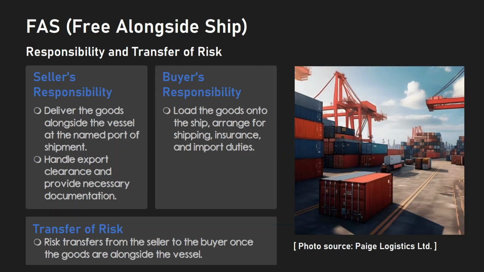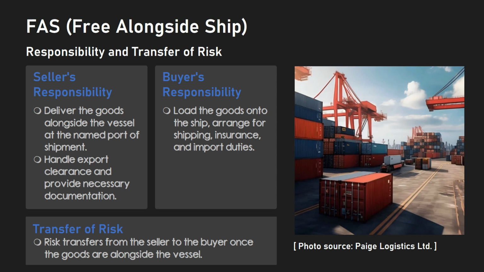Now let's take a closer look at each condition starting from FAS. FAS, free alongside ship, is an Incoterm in Incoterms 2020, which is used specifically for maritime transport. Under the FAS, free alongside ship term, the seller is responsible for delivering the goods to the specified port and placing them alongside the vessel. The seller must also take care of the export clearance and provide all necessary documentation for the shipment.